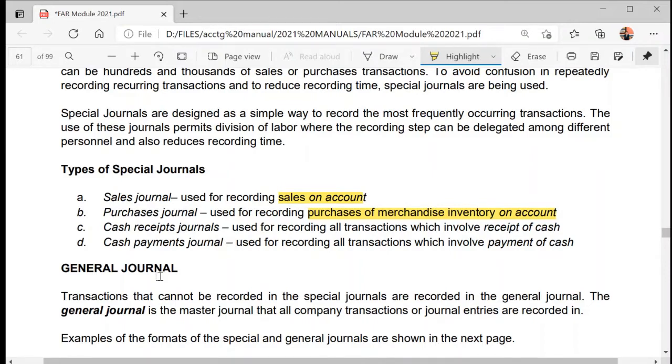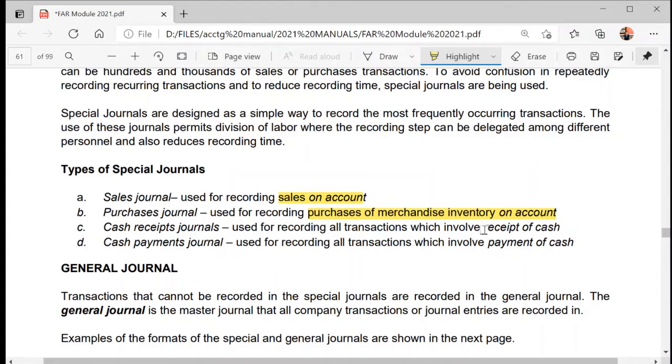Then we have the cash receipts journal. This is used for recording all transactions which involve a receipt of cash. Whatever type of transaction, as long as there is a receipt of cash, we record that in the cash receipts journal, whether it's a collection, a reimbursement, and so on. Basta there is a debit to cash, you record that in the cash receipts journal.